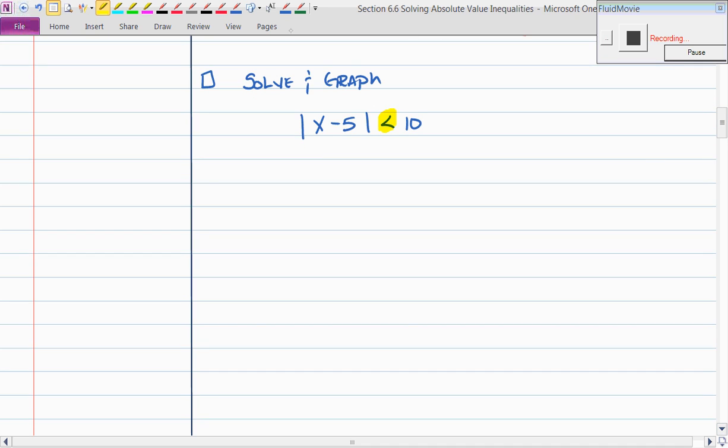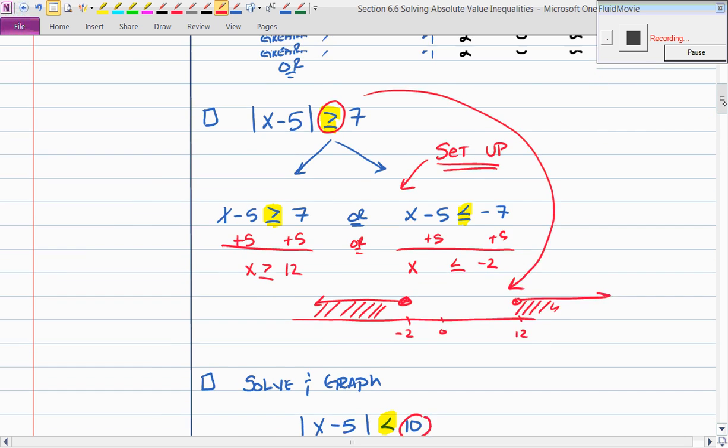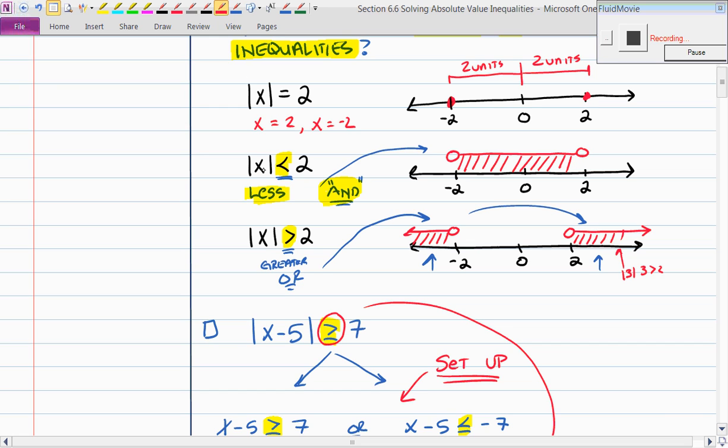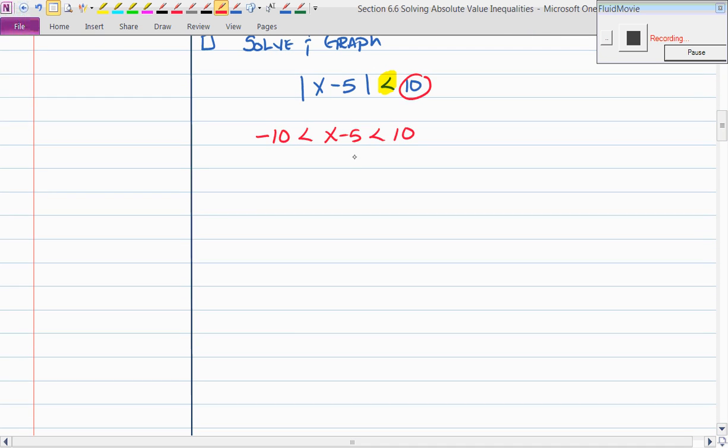So the way that we set this one up is we say, okay, since it's less than, I'm going to have negative 10. So I take the opposite of what's over here, is less than x minus 5, which is less than positive 10. Now you may be going, well, why did we take the negative? Well, remember, back up at the top, notice how we had the absolute value of something is less than 2, and we had the negative of 2 because we knew that there were two answers for our absolute value. So that's why we take the negative sign and the positive sign. So I set it up, I say, okay, negative 10 is less than x minus 5, which is less than positive 10. And we solve like we normally would.